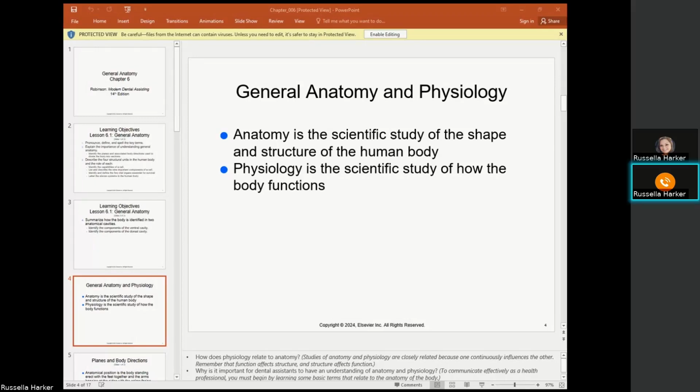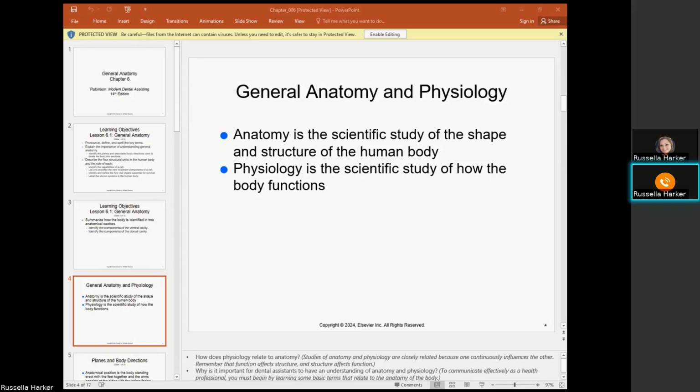So, we'll start out talking about anatomy and physiology. Studies of anatomy and physiology are closely related because one continuously influences the other. Function affects structure, and structure affects function. Anatomy is the scientific study of the shape and structure of the human body, and you need to know that. And you need to know that physiology is the scientific study of how the body functions. So those two work hand in hand together.